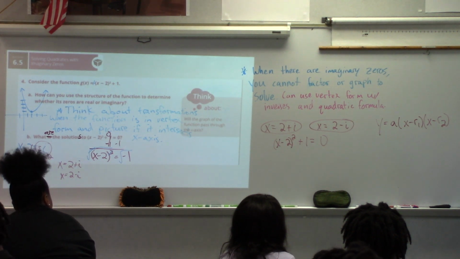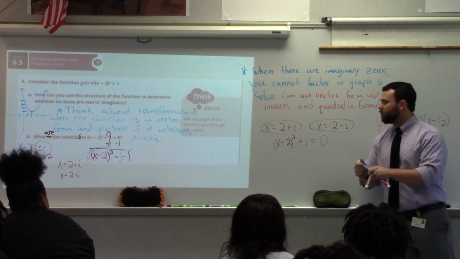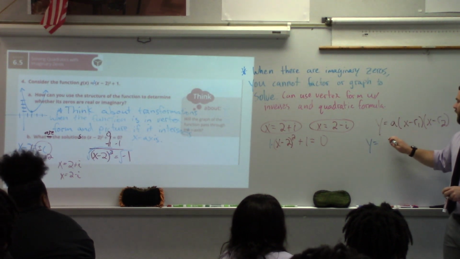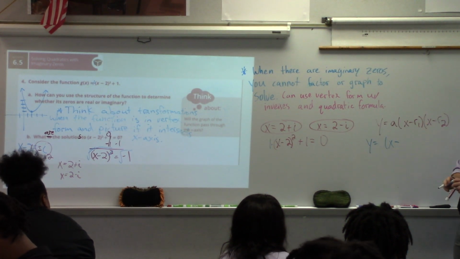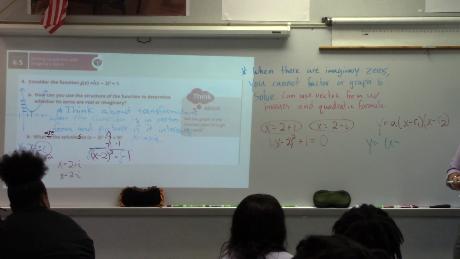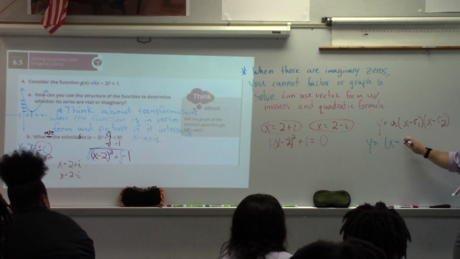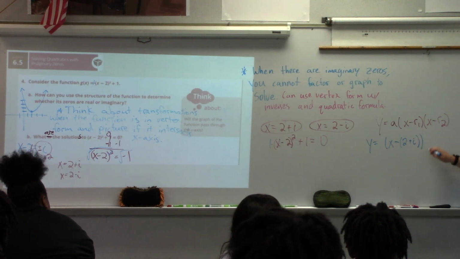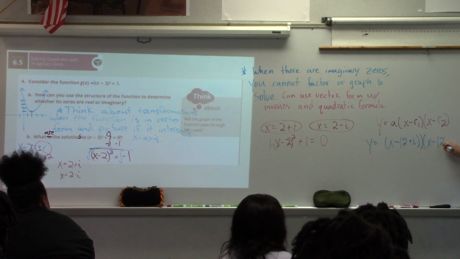Now, for this function, or if I were to graph this as a function, A is 1, right? But what am I going to put in the place of r1? So x minus what? Is it just a 2? 2 plus i. Isn't that the entire root? That would be, and then it'd be x minus 2 minus i.